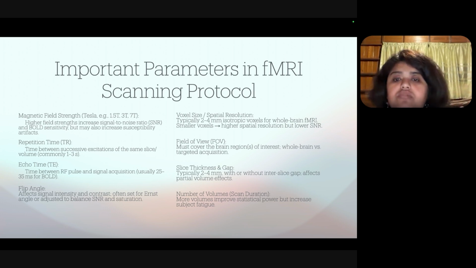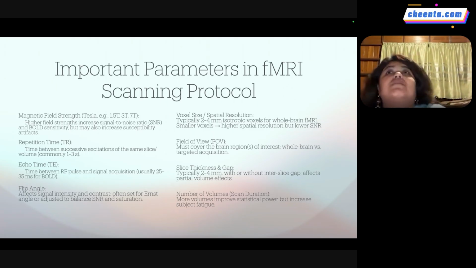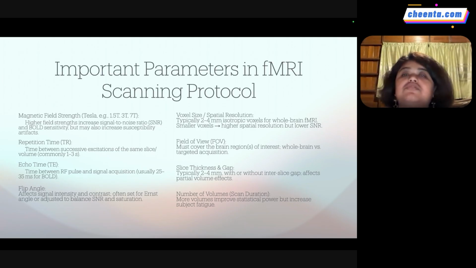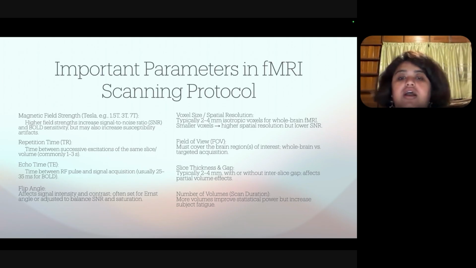So why 2 to 4 millimeters? Because if we increase the voxel size too much, it can reduce the signal to noise ratio. If the signal to noise ratio is reduced, then we will not be getting very good MR signals. That is why we keep it between 2 to 4 millimeters.